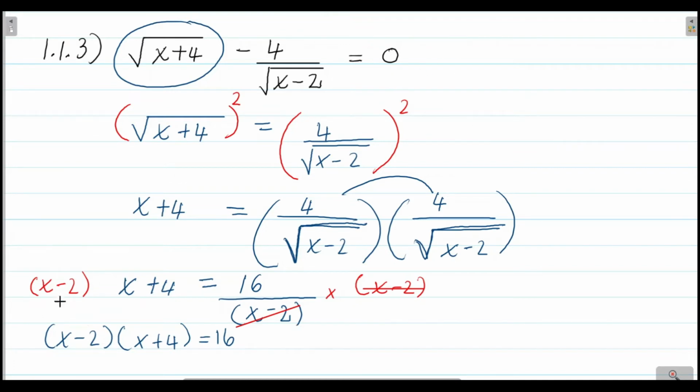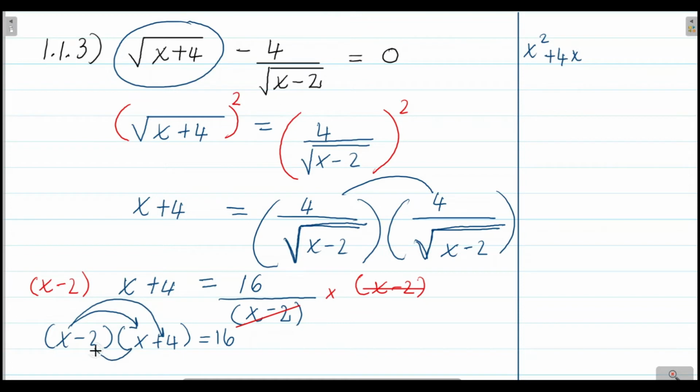Then we just get rid of these brackets. I'm just going to do it on this side. x times x is x squared. Then x times positive 4 is plus 4x. Then minus 2 times x is minus 2x. And then minus 2 times positive 4 is minus 8, which is equal to 16.